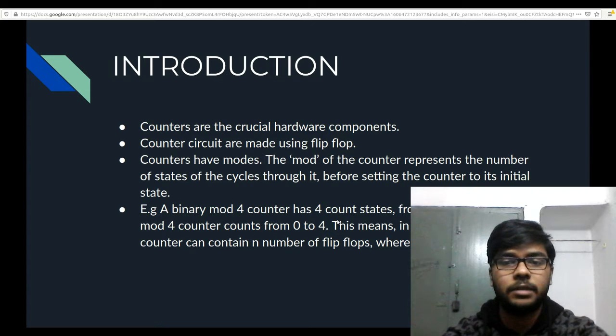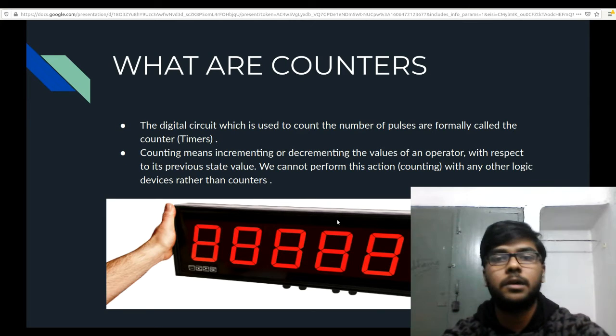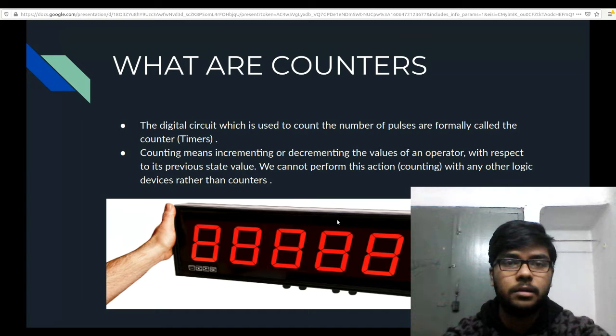So this means in general a mode capital N counter can contain small n number of flip flops where 2 to the power small n is capital N. This is the general binary representation. That's why this formula applies here. And let's talk about what counters are. The digital circuits which are used to count the number of pulses are formally called counters or timers. Counting means incrementing or decrementing some values with respect to the previous state. We cannot perform this kind of operation without using counters, digital circuits basically.